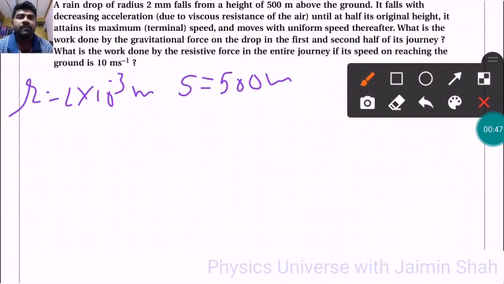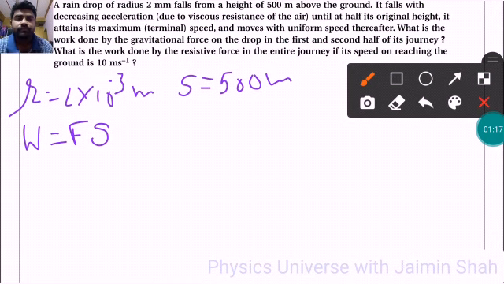Okay, so first of all, we know that it falls with decreasing acceleration until at half its original height, right? So it attains maximum speed and moves with uniform speed thereafter. So what is the work done by the gravitational force on the drop in the first and second half of its journey? So gravitational work done is F into S, right?